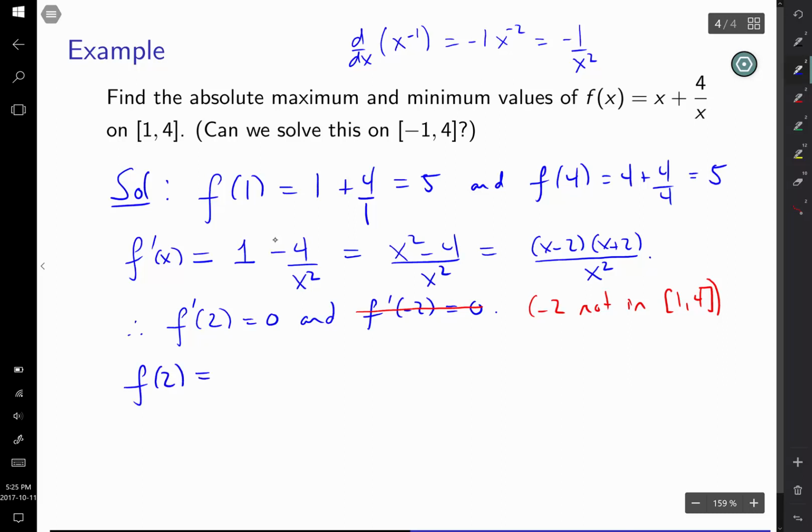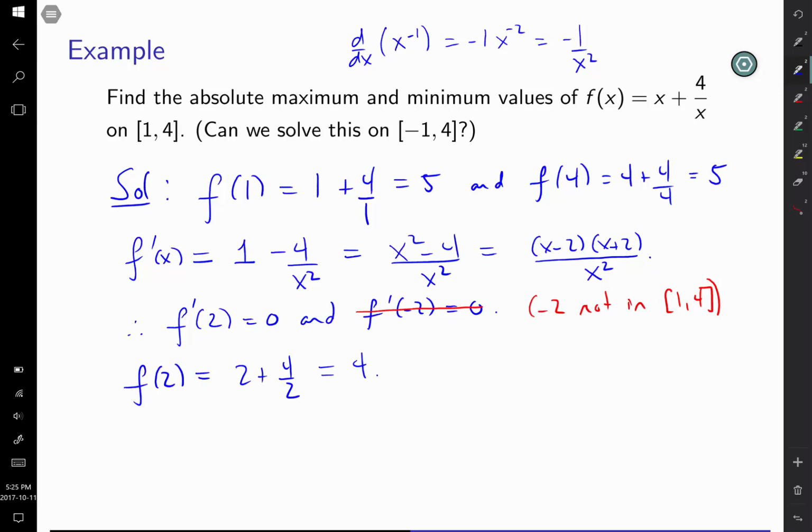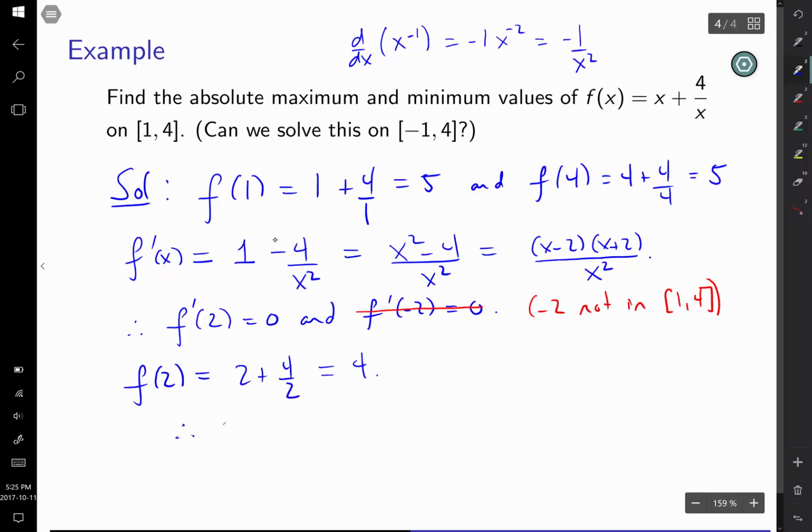I've got to plug that into my function. So I get 2 plus 4 over 2. So 2 plus 2, I get 4. Okay, so now I've got 3 values to compare: 5, 5, and 4. Which one is the biggest? Well, the biggest number in that list is 5.